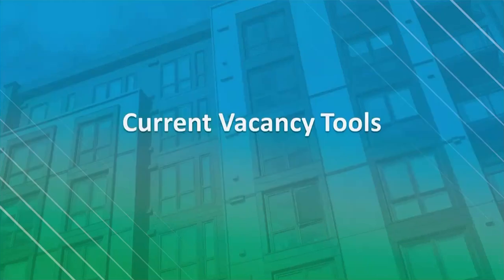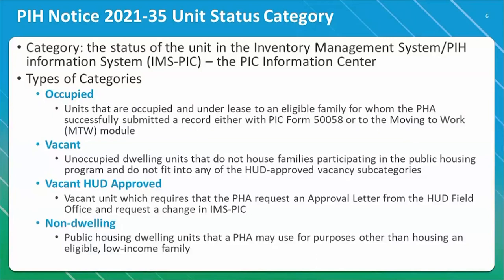All right. We have tools that allow us to see status of vacancy. So in the first segment we will be looking at vacancy tools that we have available. Next slide, please. Of course, this particular tool is a HUD tool that we are being measured by, and it's important to understand that, for the instructions on how to ensure that we report properly for occupancy, we have to be using the latest PIH notice 2021-35 for unit status category. Why are we highlighting this again? Again, HUD only can see what is being reported through the IMS-PIC, or in short, PIC, Information Center. And this is applicable to public housing units.